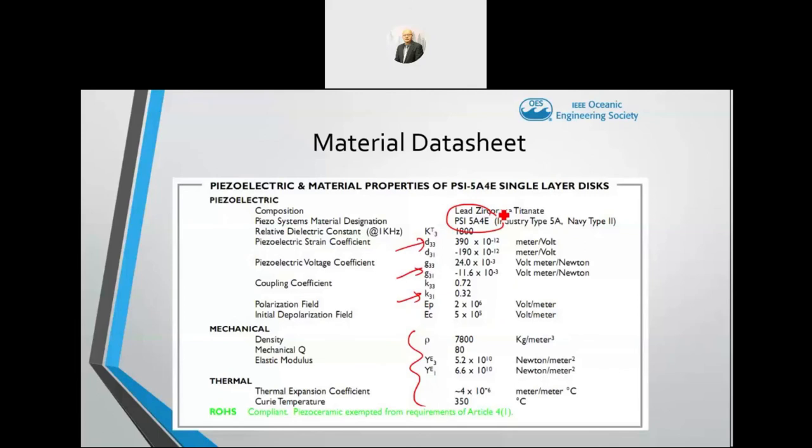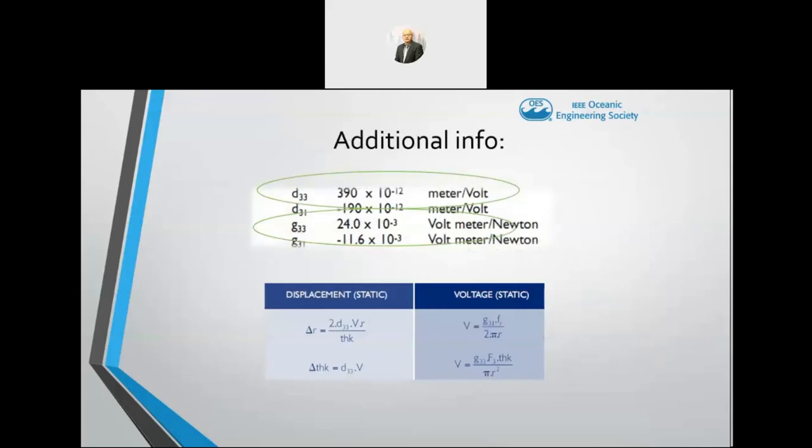In this case, we are looking at a PZT 5A4E, and the material is lead zirconate titanate. So this is a type 5A PZT material. For additional information, we might want to have a look at the D constant in different directions, 3-3 and 3-1, as well as the G constant in the 3-3 direction and 3-1 direction. They carry different values. Therefore, it is important for you and for us to buy the right material for the right application. Even though we would like to take a shortcut, we need to be very particular about these numbers as well.